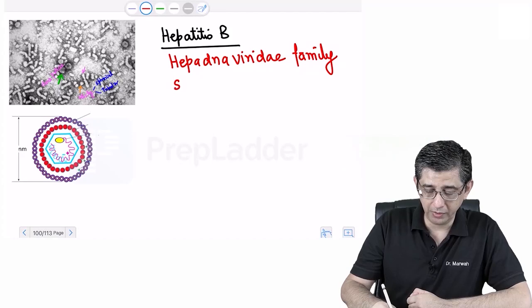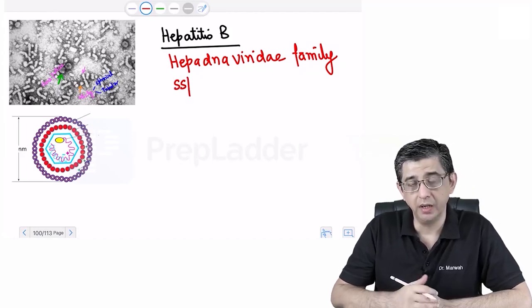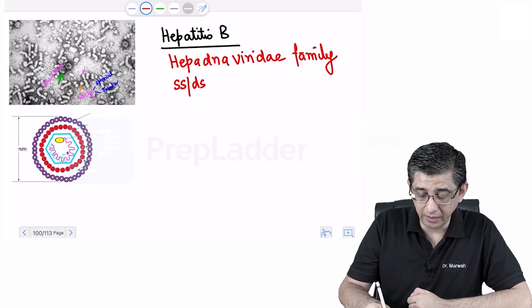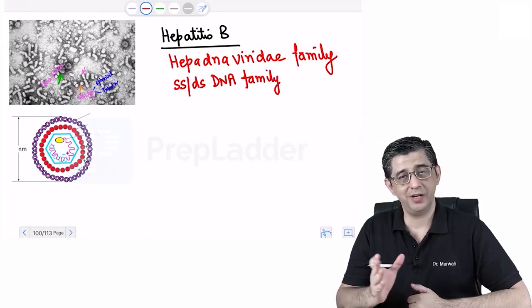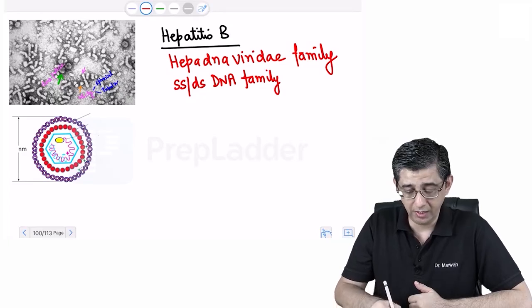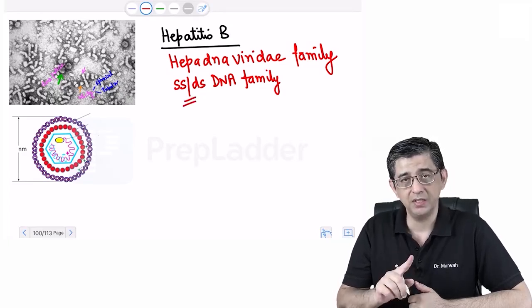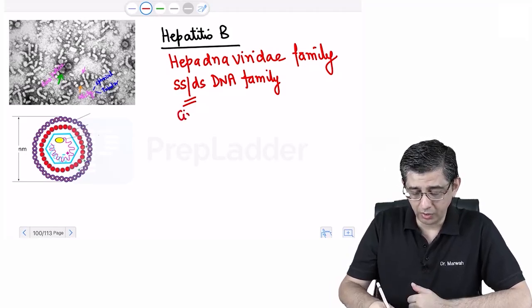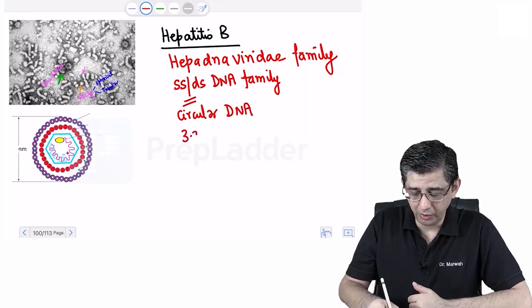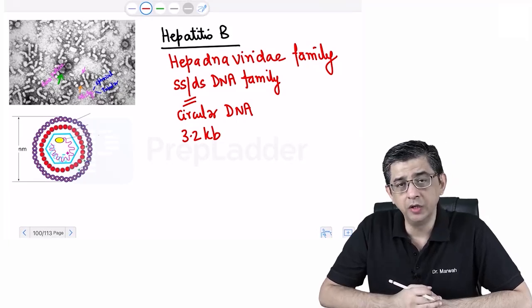So I want you to remember that it is a partially single stranded, partially double stranded DNA virus. So lots of time we tend to blurt out an answer, but actually it's partially single stranded, partially double stranded. And how is it written? As SS/DS. Now this would be having a circular DNA, so a bit of microbiological component coming in. This would be 3.2 kb, and then no big deal.